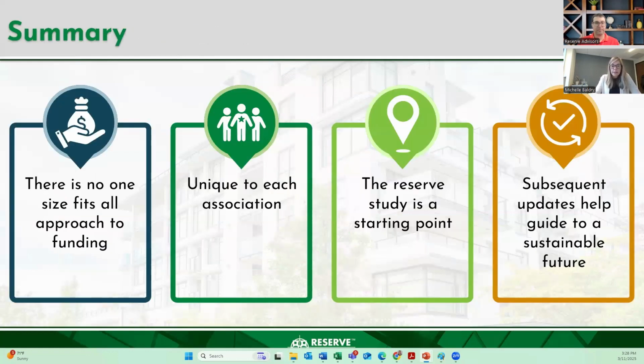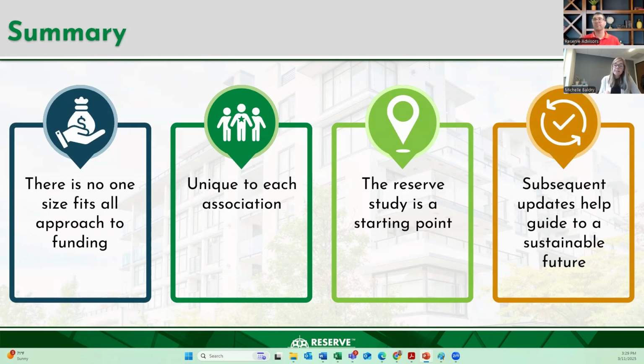So in summary, there's really not a one size fits all approach to funding. We understand that it is unique to each association's needs, right? The reserve study should be a starting point. Certainly that roadmap, budgetary tool for the association, to then analyze and decide what their funding strategy will be. And of course, subsequent updates will help provide a guide to a sustainable future.